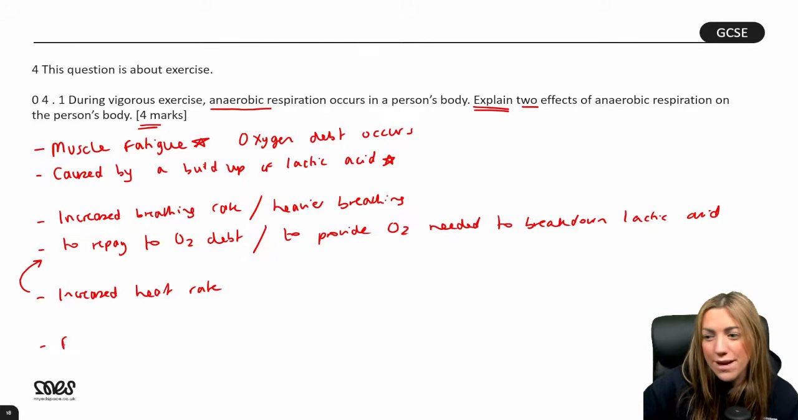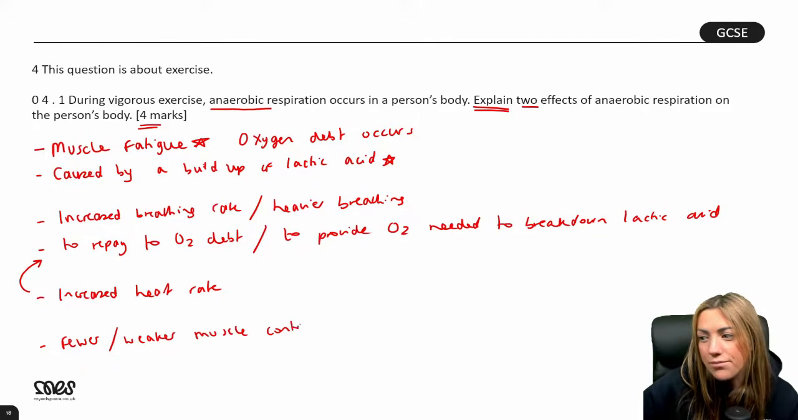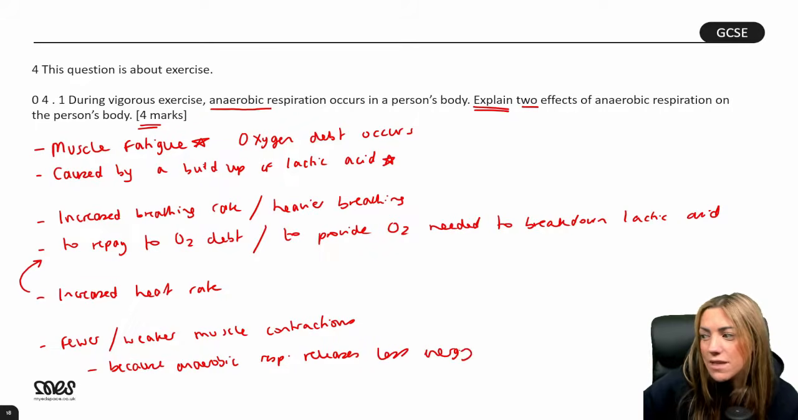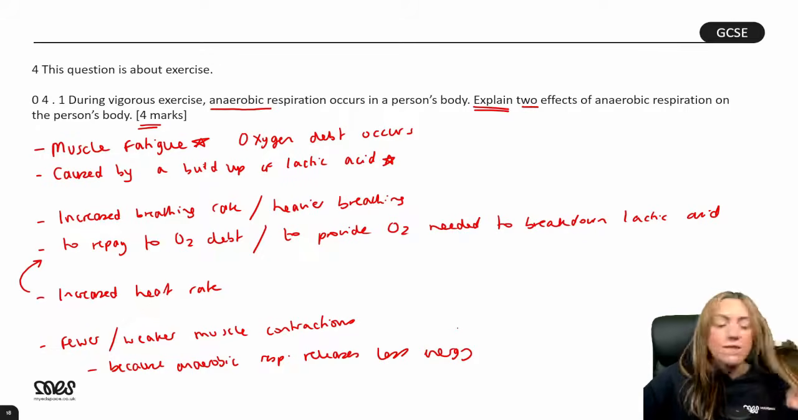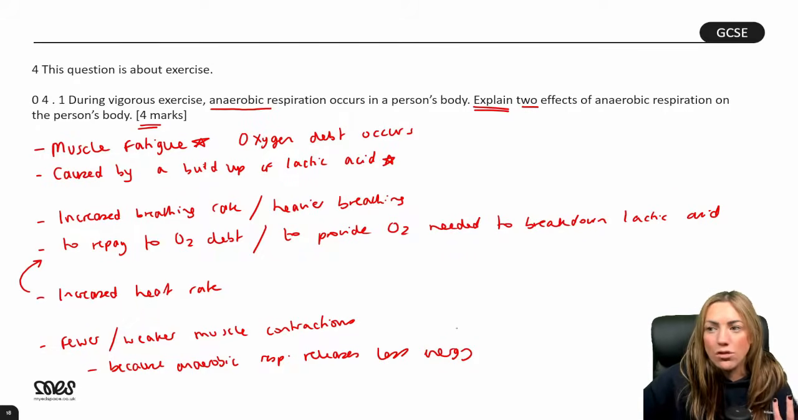4th option, an effect could be that we see fewer or weaker muscle contractions. That would be the effect on the body. So the explanation would be because anaerobic respiration releases less energy. Obviously, it's less efficient than aerobic. It releases less energy than aerobic because the glucose doesn't fully get broken down. So because there's less energy available, you'd see fewer or weaker muscle contractions.